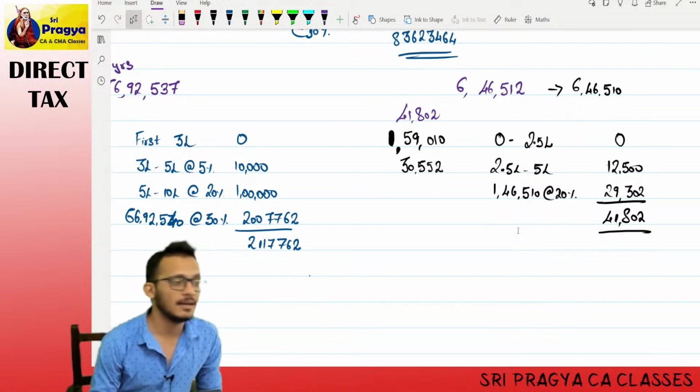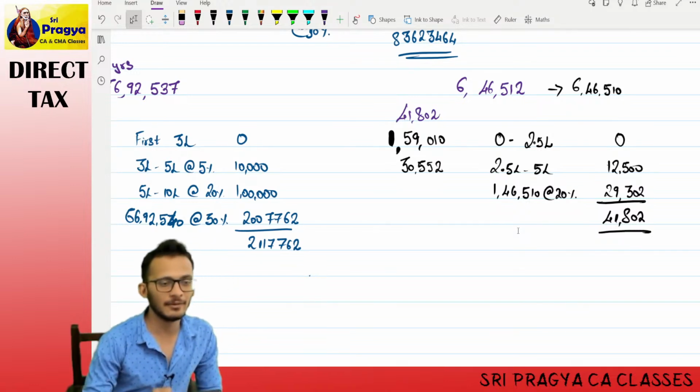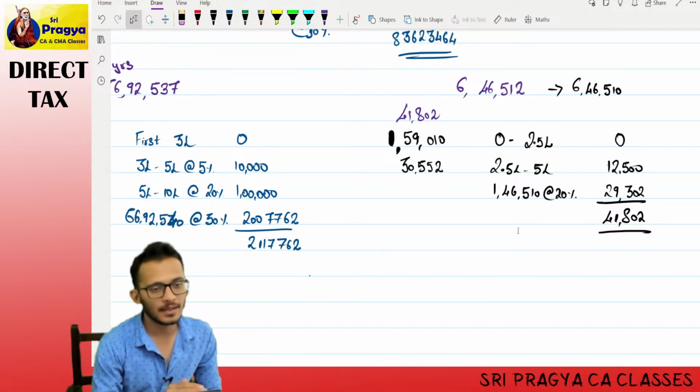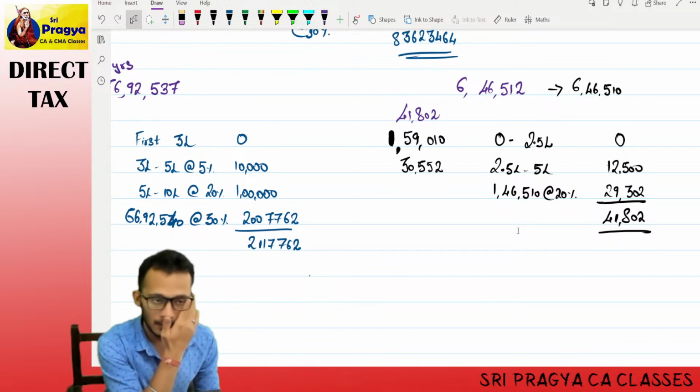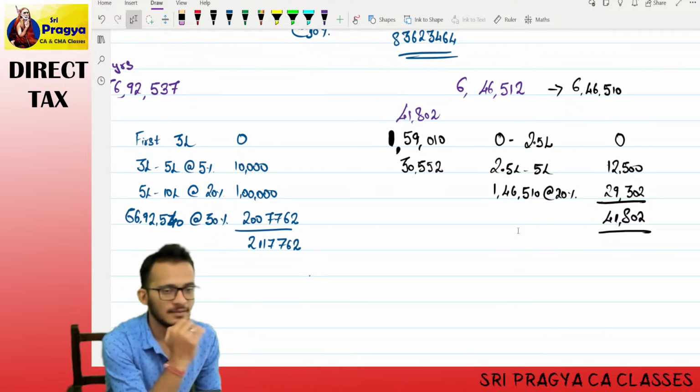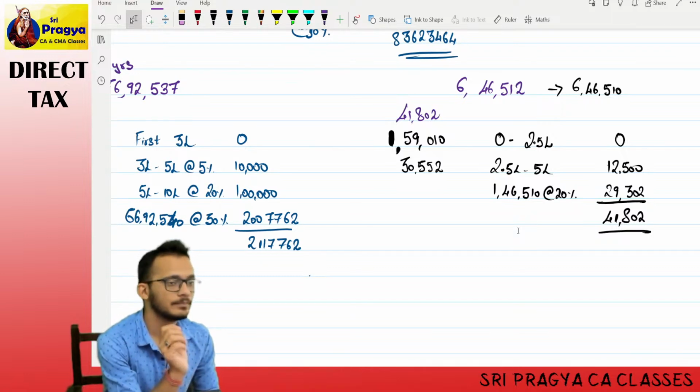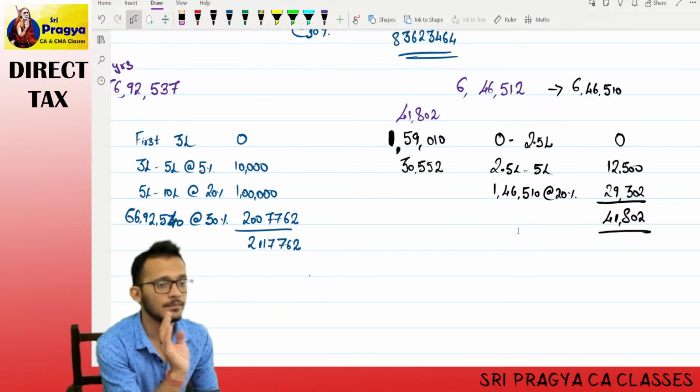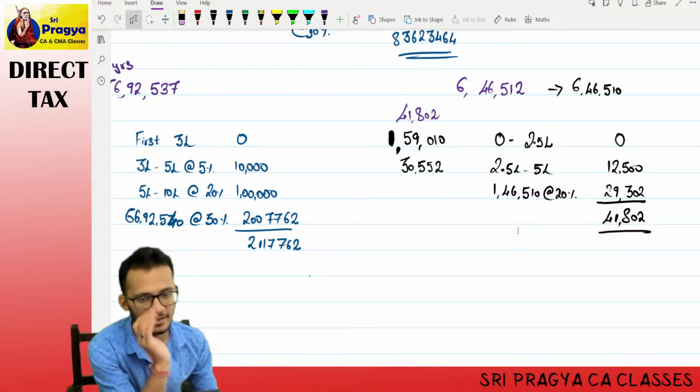Okay, let's proceed. Everyone is getting a hang of how the sums look. These were your normal income slabs. Can we proceed? We have now completed the slab rate for individuals.